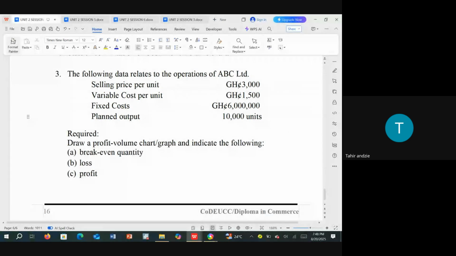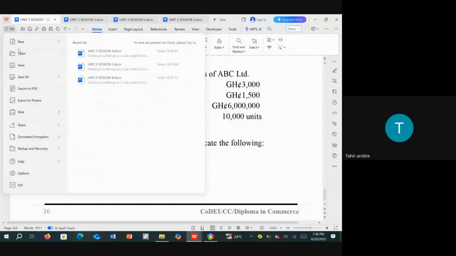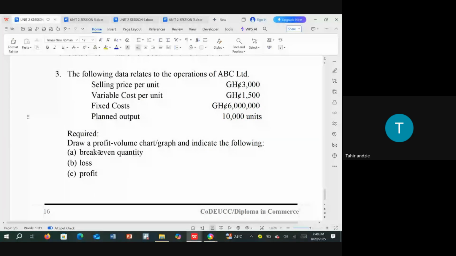So once you, let me just save it. Okay. So from this small information, you are required to draw a profit volume chart and indicate the following: the break-even quantity, the loss, and the profit. So you just have to get a line straight here. Then you get the horizontal line. The origin is where the horizontal line starts. And so the maximum loss is the fixed cost. So fixed cost is 6 million. That is the maximum loss.